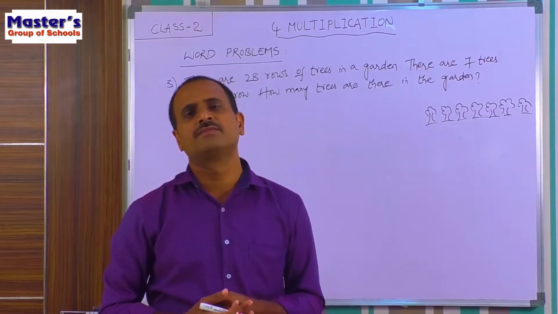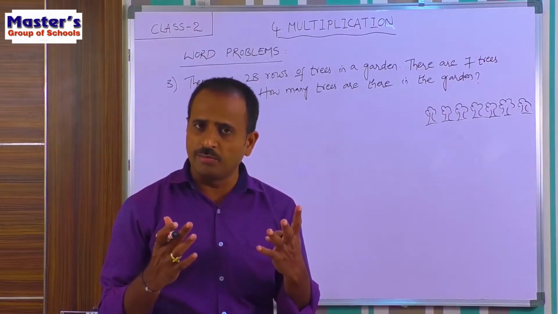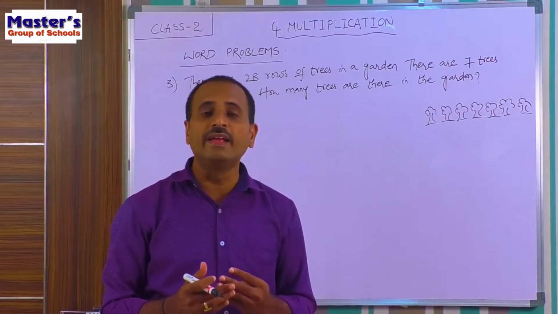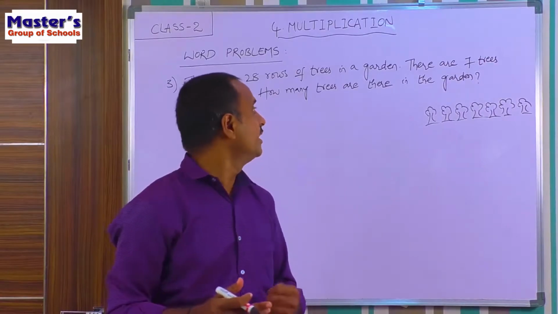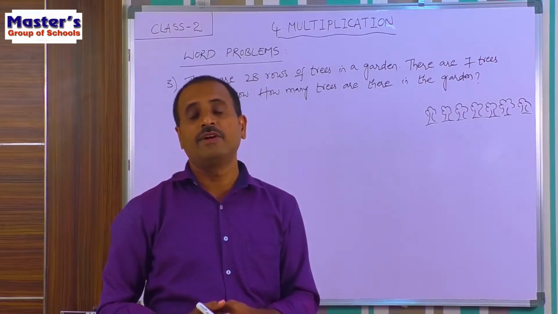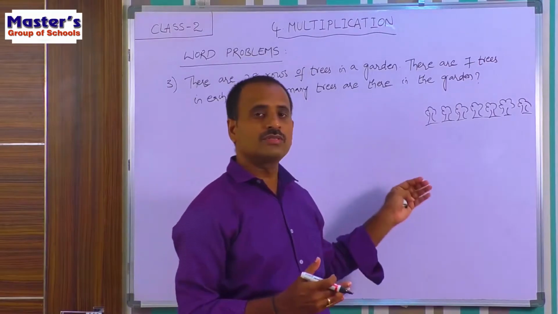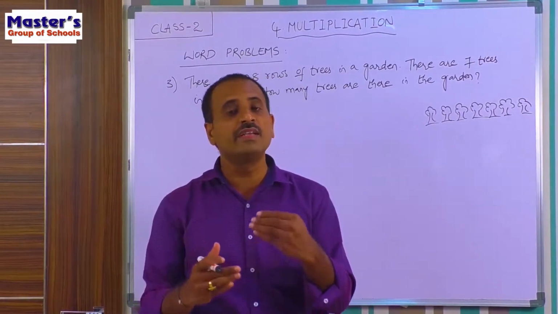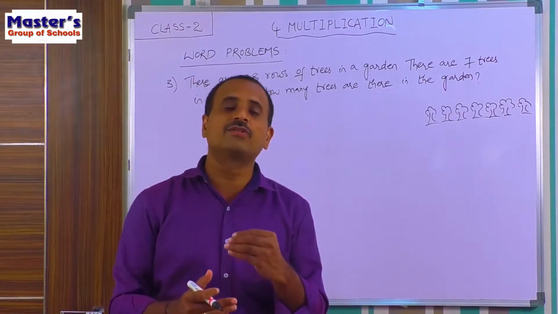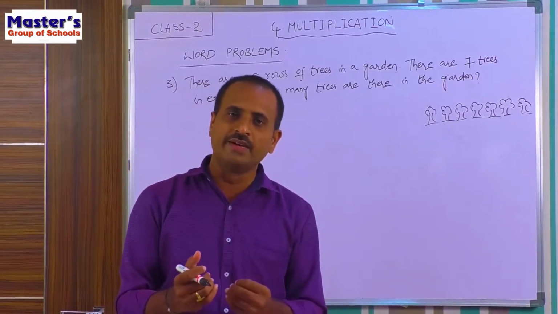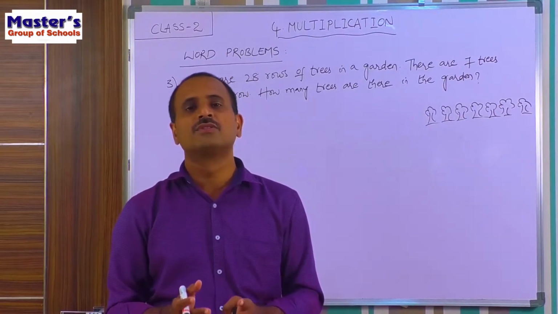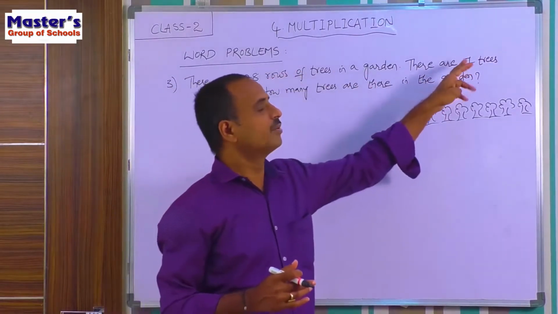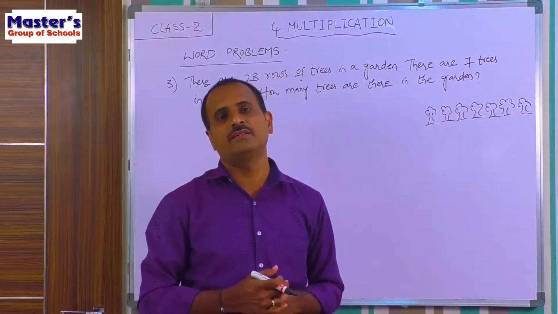How can we get the answer? We can get the total number of trees by adding the number 7, 28 times. Why? Because there are 28 rows and each row has 7 trees. That's why we have to add the number 7, 28 times. That is 28 times 7. This repeated addition is called multiplication. So we have to multiply the number 28 with 7 to get the total number of trees in the garden.